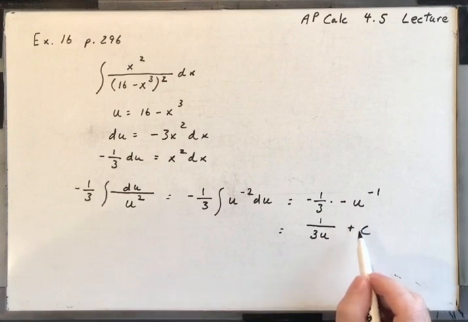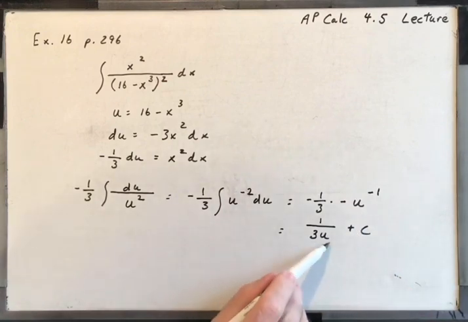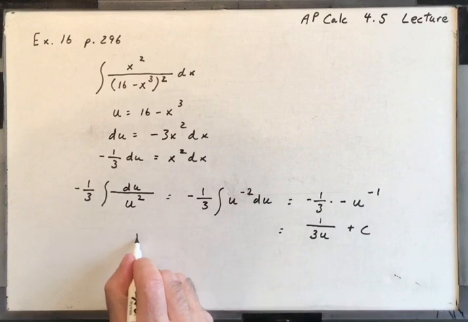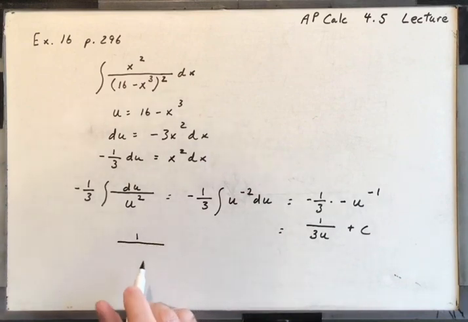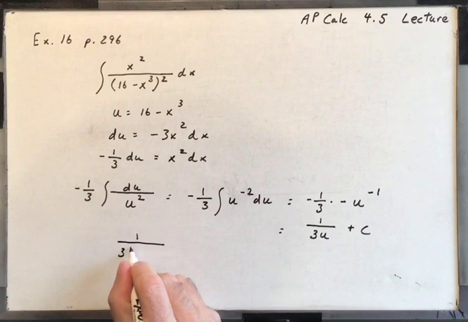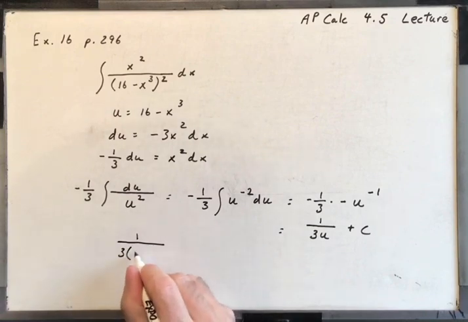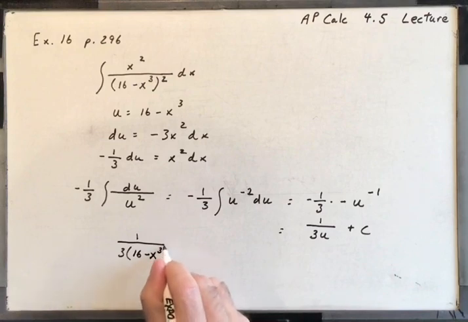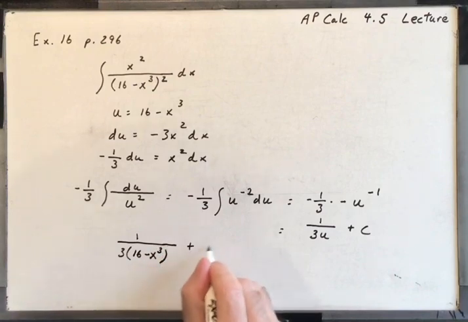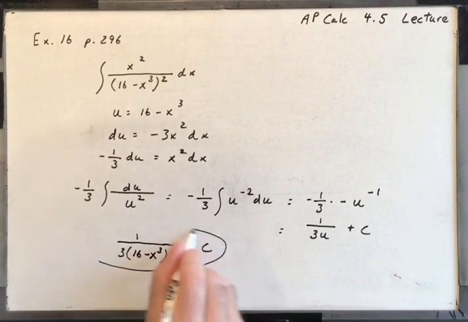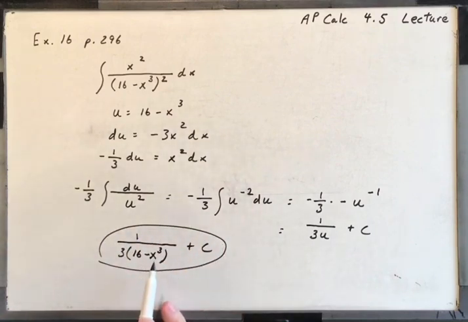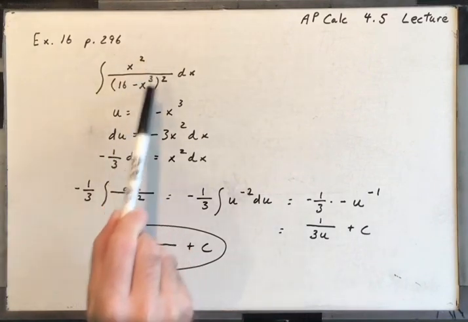Are you going to circle? No. You put u in the problem, you've got to take u back out. 1 over 3, what is u? 16 minus x cubed, plus c. Can you check? You can always check. Give it a try. It checks, I promise. You take the derivative of that, it's going to equal this.